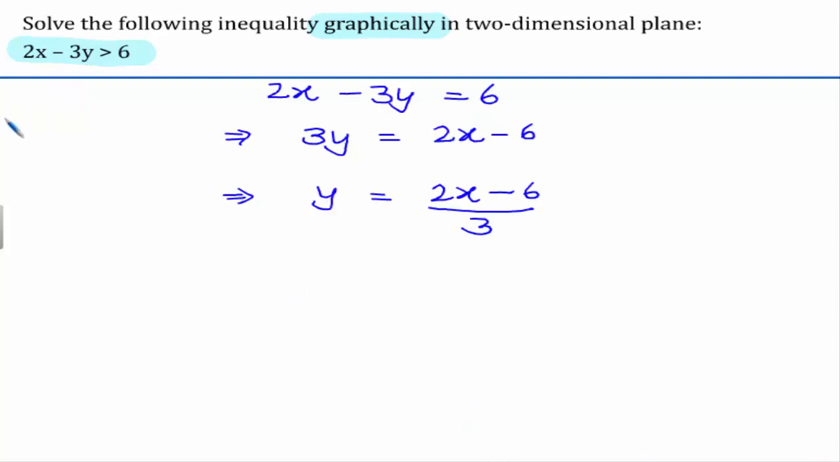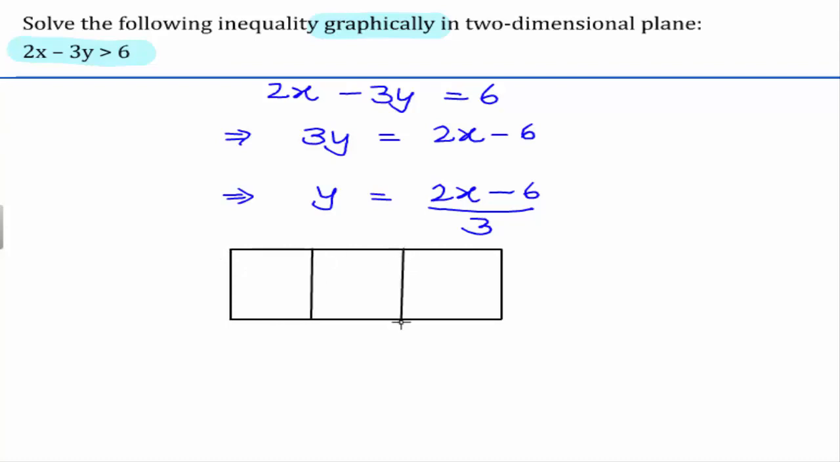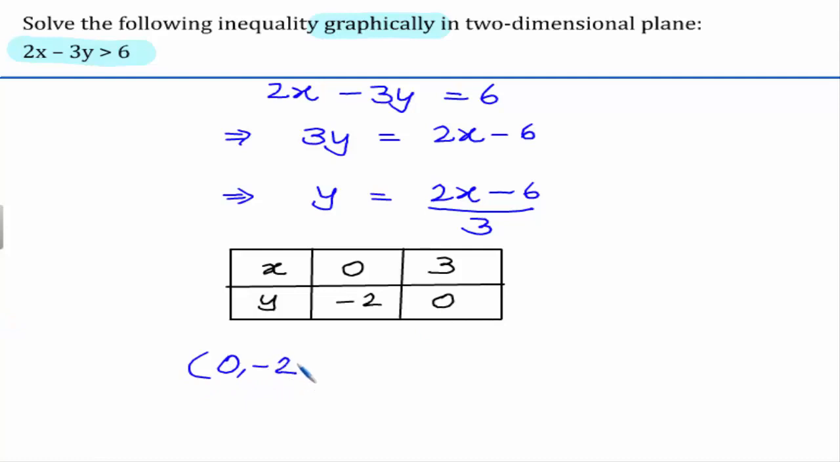Now we have to frame the table to find out the ordered pairs. Now let us select the values for x. Let us select 0. Then we get minus 2 because minus 6 by 3. And if I select 3 for x, then I get 0. So the ordered pairs would be (0, minus 2) and (3, 0). Now using these two ordered pairs, let us draw the graph.